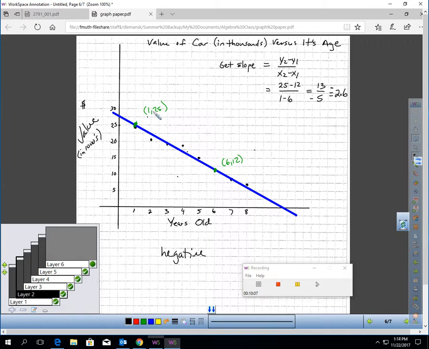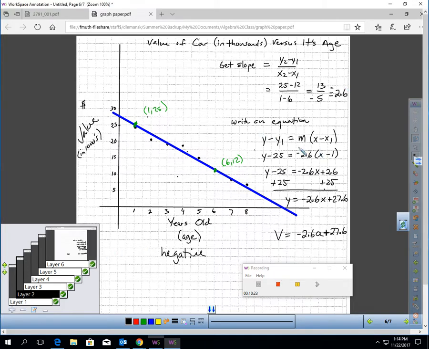So I took my y values, 25 and 12, and my x values, 1 and 6, and I'm using the slope formula to get negative 2.6. There's my slope. Now, I can use point-slope form to write an equation. My slope is negative 2.6, and you can see the point I use, the point (1, 25). I put a 1 in for x sub 1 and a 25 in for y sub 1. I distributed, and then I added 25 to each side, and here's my equation.